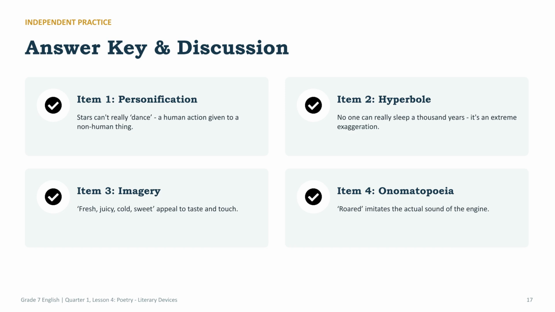The correct answer is personification. Stars can't really dance. That's a human action given to a non-human thing. Item 2. The correct answer is hyperbole. No one can really sleep for 1,000 years. It's an extreme exaggeration.